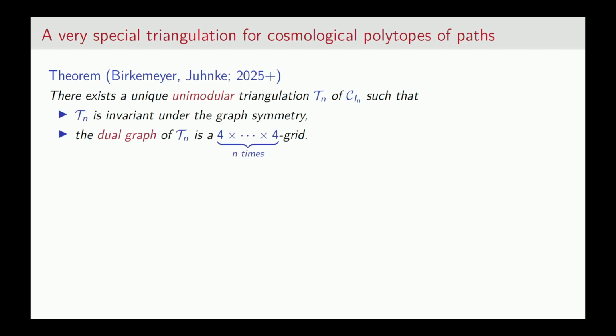First of all, this triangulation respects the graph symmetry. I have this obvious symmetry of my graph if I have a path, and it would be nice if I can somehow see this on my triangulation. So that's the first property. But maybe more striking, if I look at the dual graph of the triangulation, it's the 4 by 4 by 4 by 4 grid. The dual graph is just saying, take a vertex for each facet of your triangulation and connect them by an edge whenever the intersection of these two facets has codimension 1.